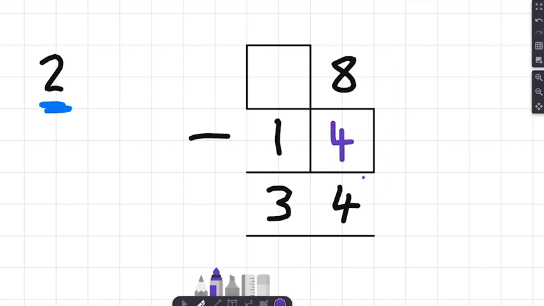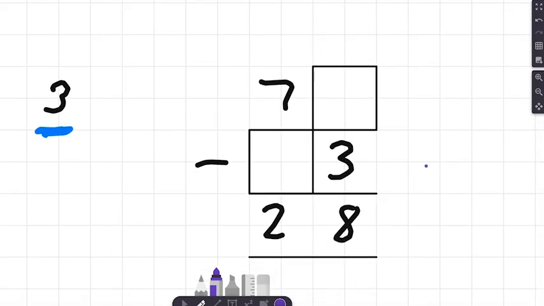8 take away 4 is 4, and then something take away 1 gives us 3. So I can reverse that and go 3 plus 1 is 4. So 4 take away 1 is 3. So our end calculation is 48 take away 14 gives us 34.